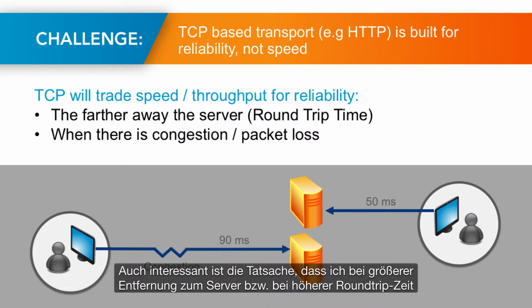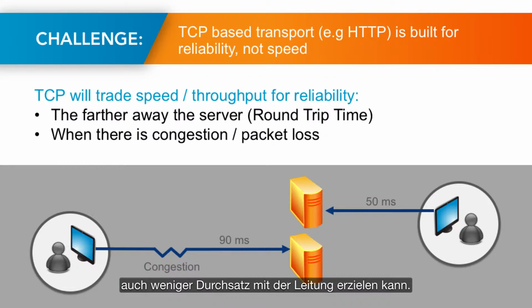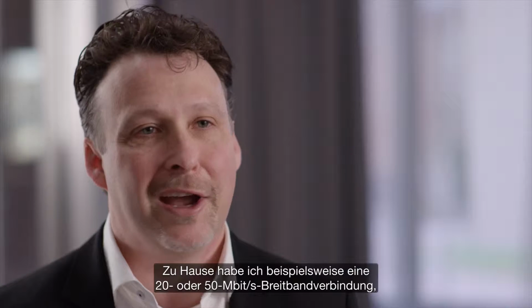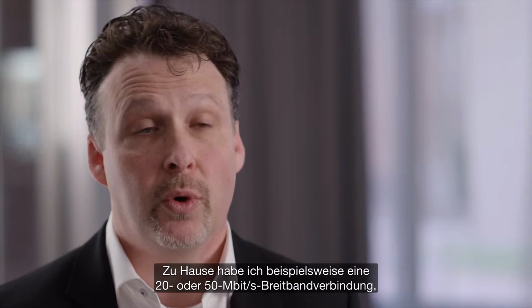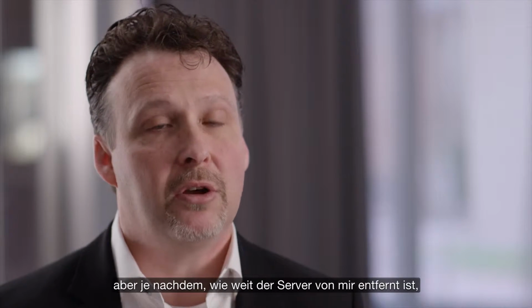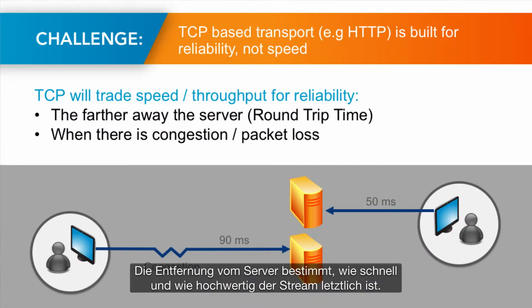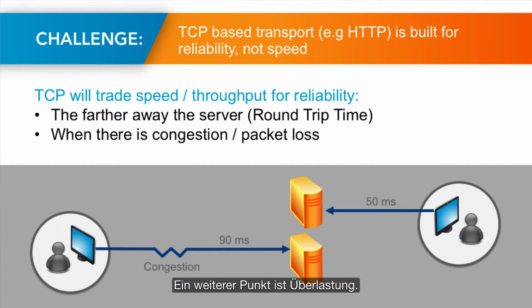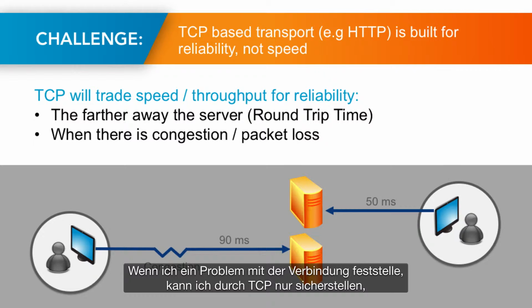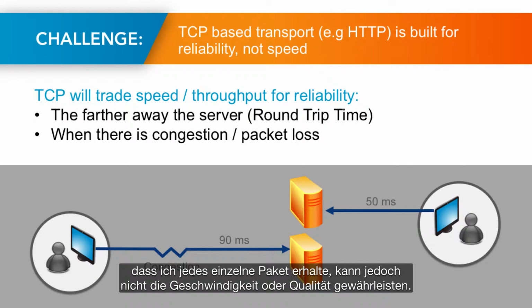The other thing that's interesting is the farther away the server is, or the round trip time, the less throughput that I can get through that pipe. So as an example, at home I may have a 20 or 50 megabit broadband connection, but depending on how far the server is away from me, I may only be able to use a fraction of that bandwidth. The distance away from the server dictates how fast or how high of a quality I can get the stream. And the other thing is congestion. If I experience a problem on the link, then TCP will also constrain me so I can make sure I get every single packet, not get the speed or the quality.